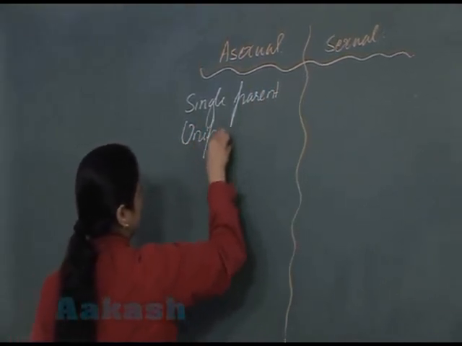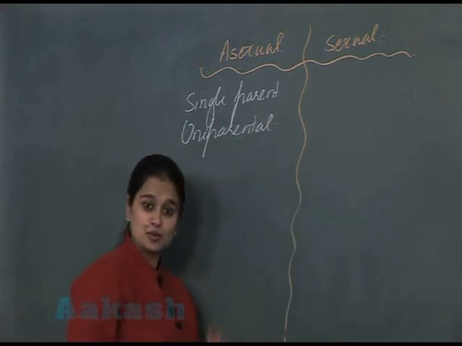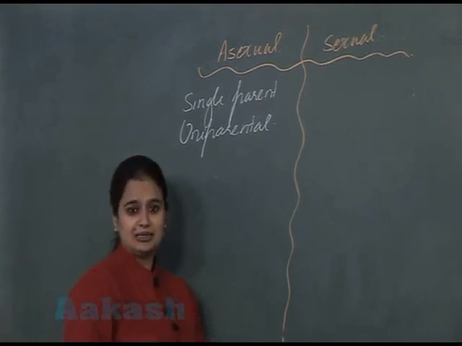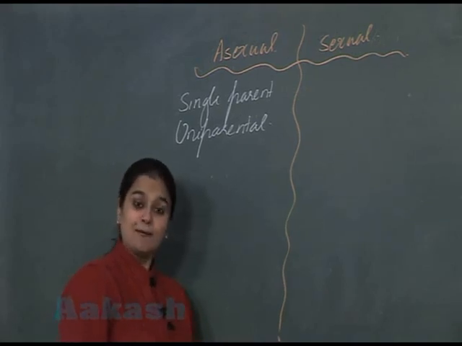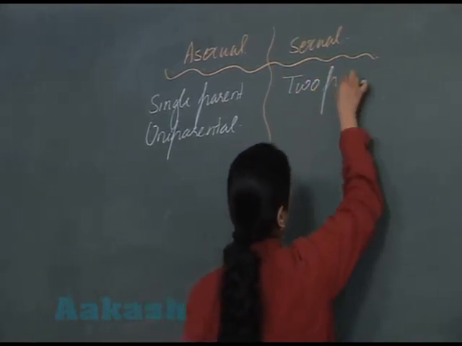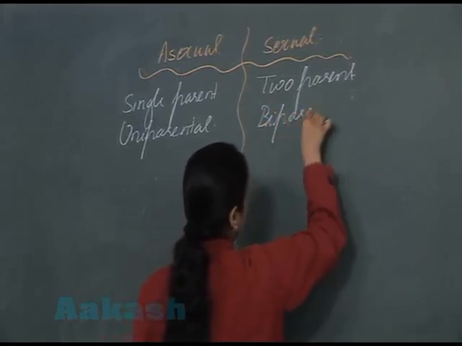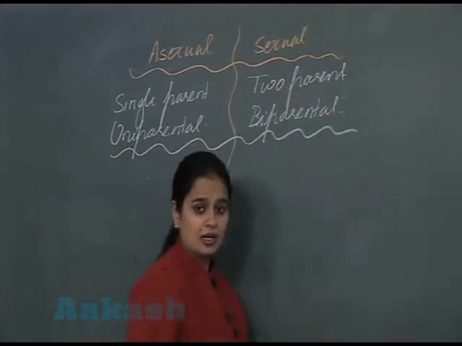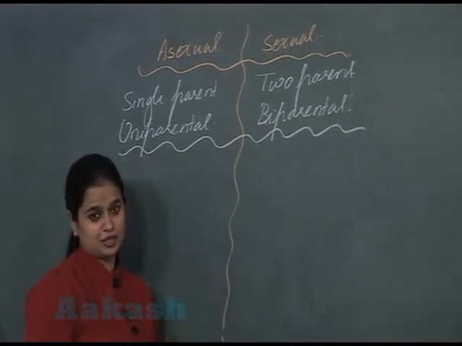That's why it is known as uniparental. But in sexual reproduction, for the formation of a new individual, generally there is involvement of two parents. So simply you can call it biparental. So now there is involvement of two parents. So it is biparental. Now let's see how the new organism is formed in this type of reproduction.